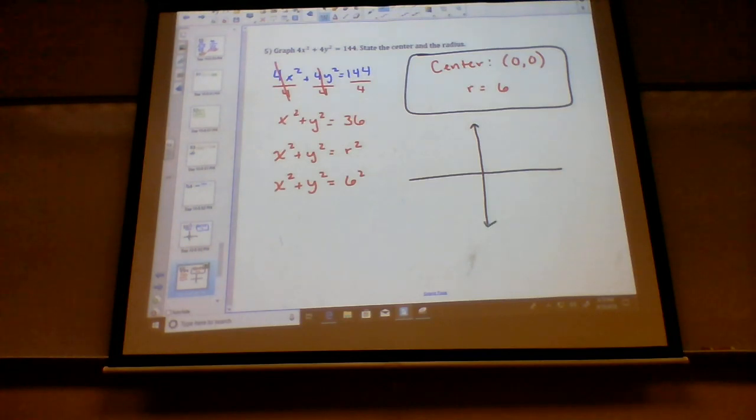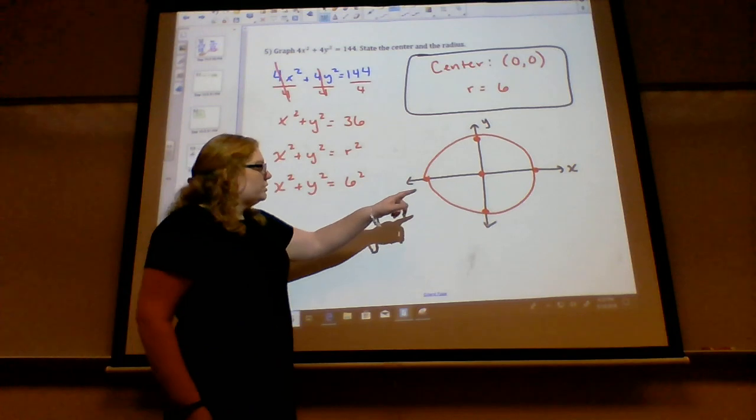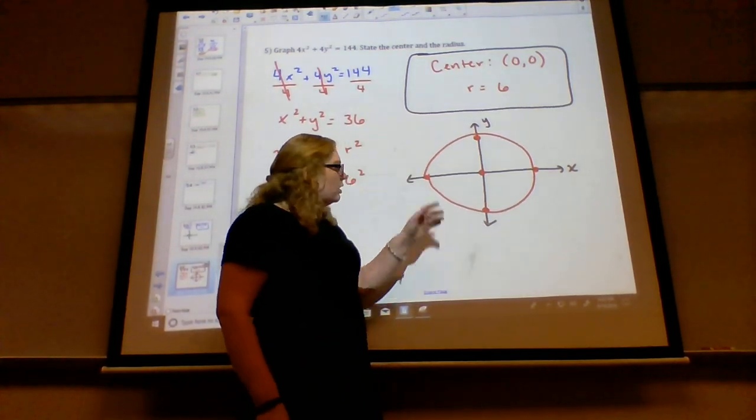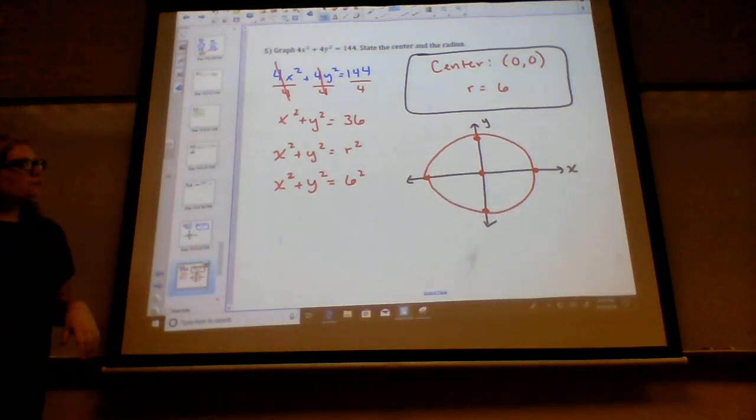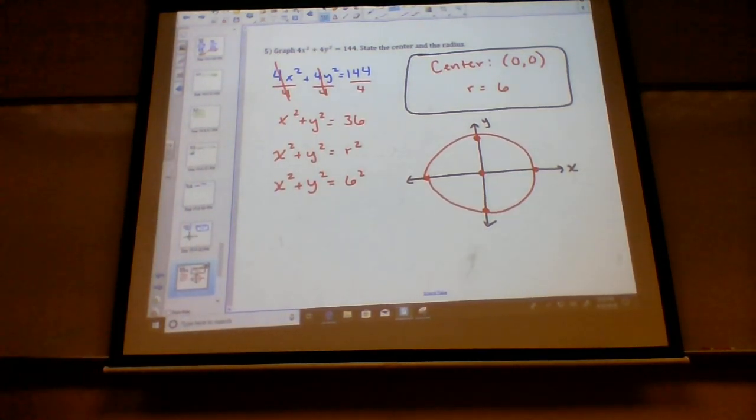So I know I have to have my x and y axis. I know that I graph the center point, which is 0, 0. And then I'm going to count up 6, right 6, down 6, left 6. And draw a circle through those outer points. Now remember, on Pearson, you don't need all 4 of these outer points. You only need one of them. So just graph this center and then graph any of the others that you want. Just one. Pearson will graph that circle for you.